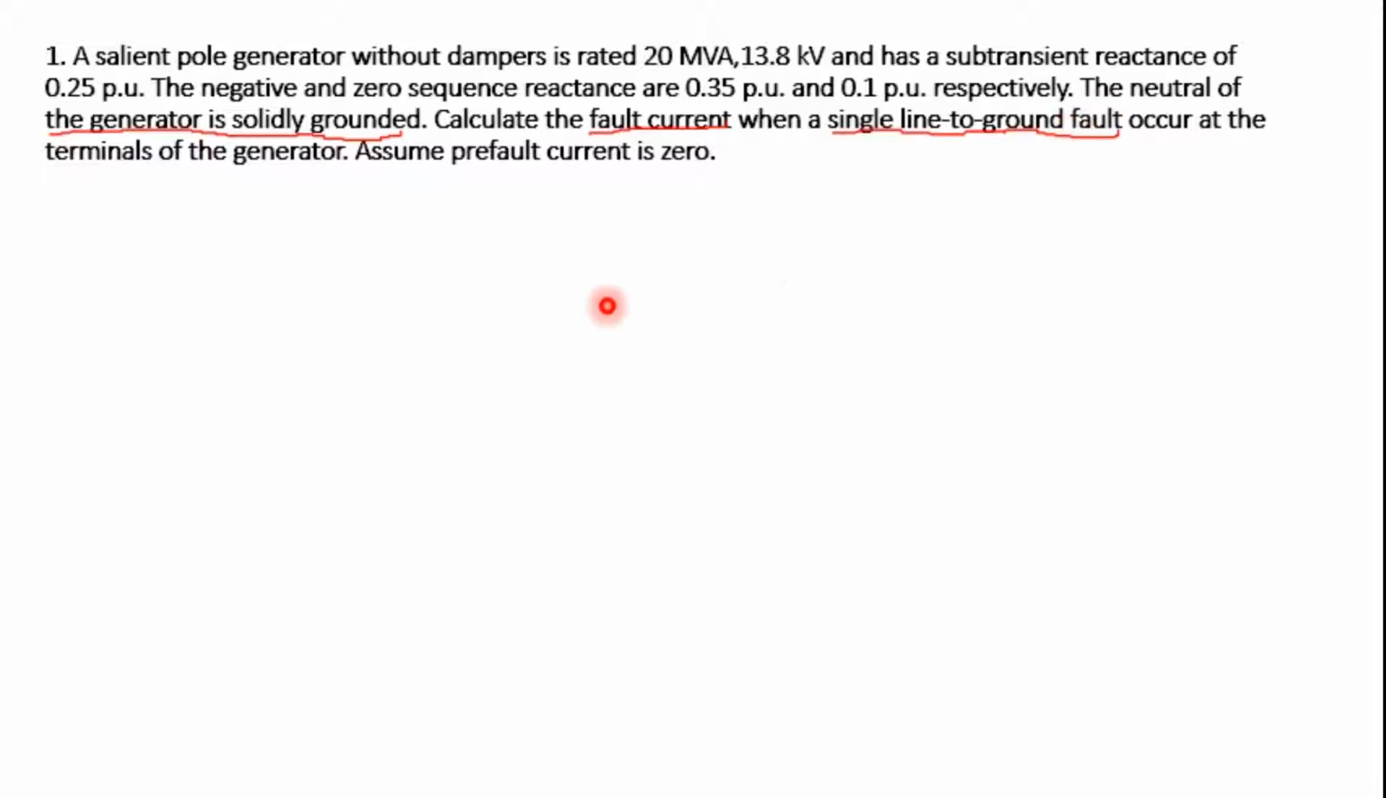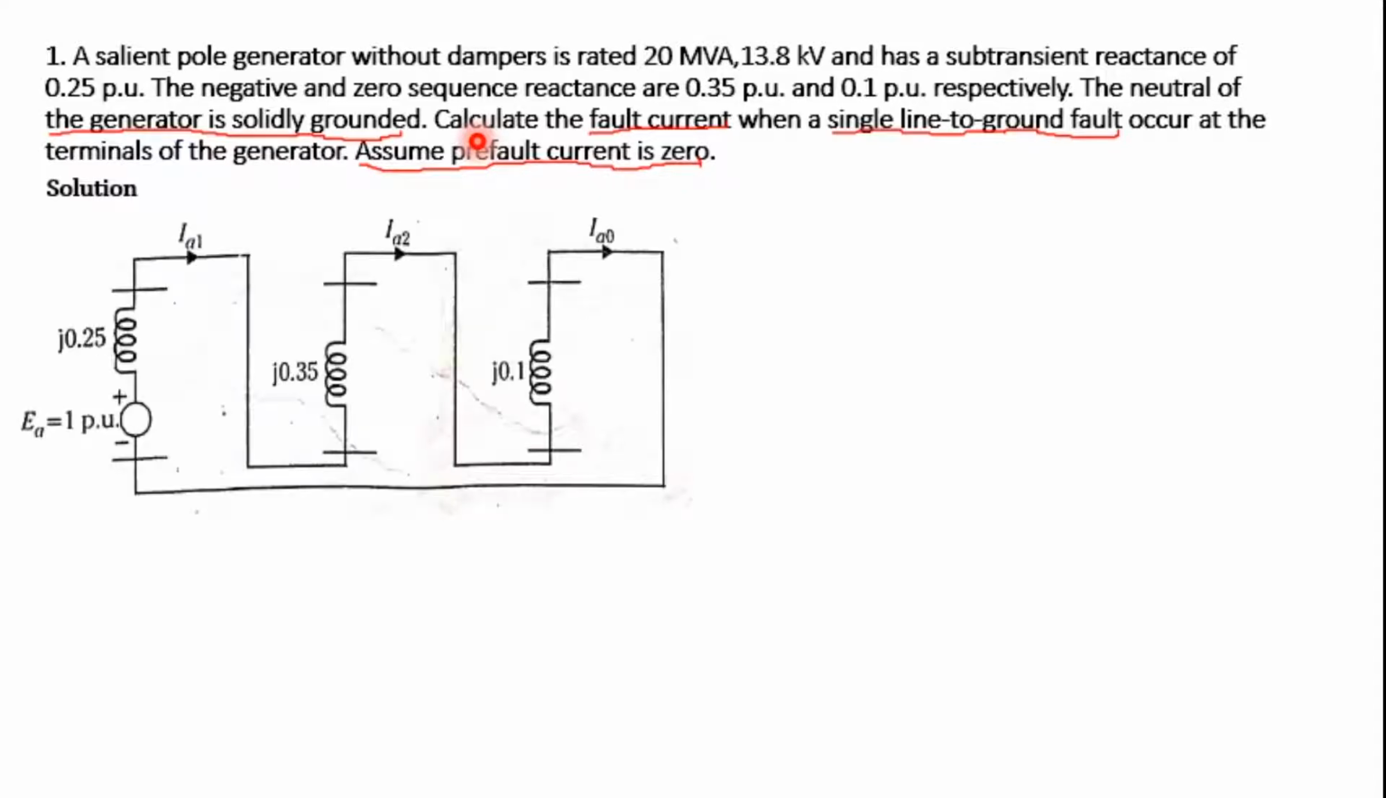The fault occurs at the terminals of the generator. Assume the pre-fault current is 0. Okay, this is another condition. So here it is a single line to ground fault. We need to calculate the fault current, assuming that the pre-fault current is 0. Let us solve based on these parameters. We should know that it is a single line to ground fault.